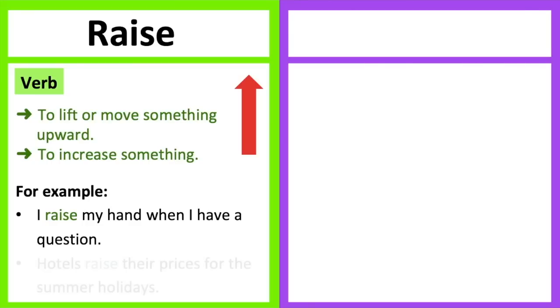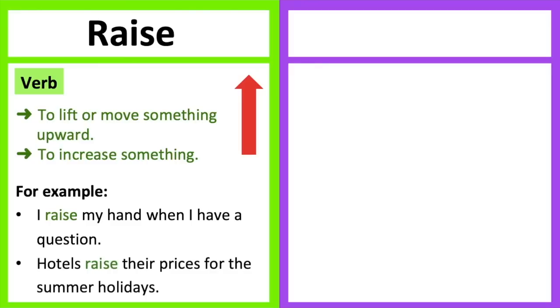Another example is, hotels raise their prices for the summer holidays. In this example, I'm referring to the increase in price of hotels. So the hotels are doing the action of increasing their prices. Lastly, it's important to note that raise can sometimes be used as a noun. We commonly use it as a noun when referring to an increase in pay. For example, he asked his manager for a raise. So he asked his manager for an increase in pay.